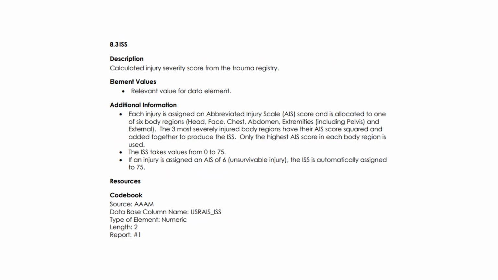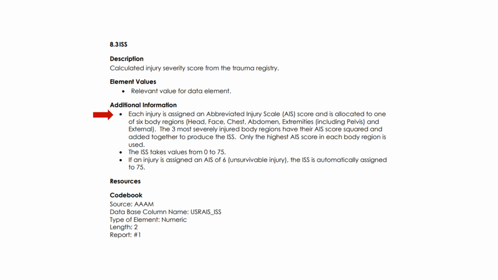A patient's ISS is their calculated injury severity score, which helps define how severe their injuries are. Each injury is assigned a score depending on its severity. The patient's total ISS score is the sum of the square of the highest AIS and each of the 3 most severely injured body regions, and can range from 0 to 75.